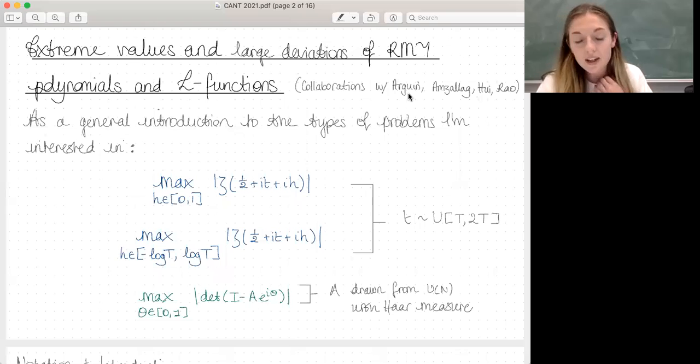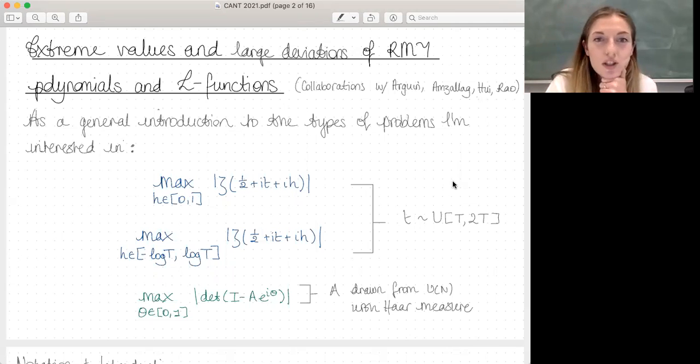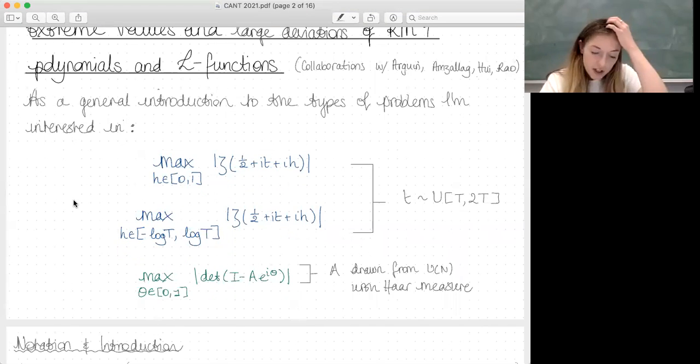In particular, Louis Pierre is speaking immediately after me, and so I suspect there'll be some common themes in what we'll talk about. The results are different. As an overview of the types of problems I want to focus on in this talk, this first question here is exactly an extreme question.